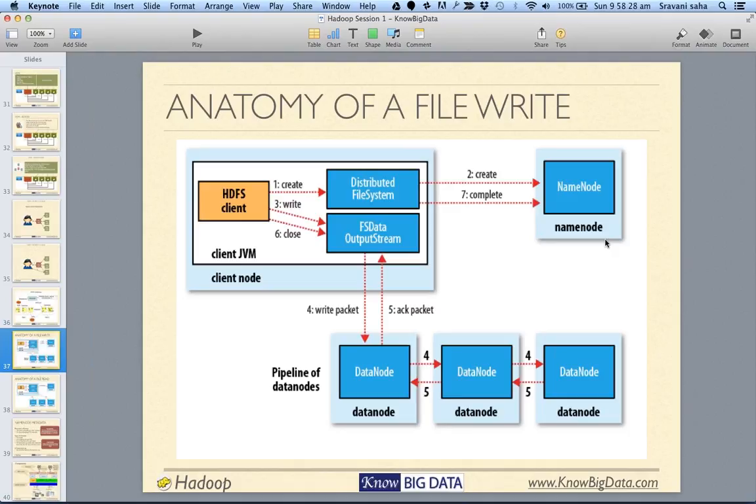If there are two clients who have come simultaneously to the name node and they want to create the same file, one of them will get an error saying this file already exists. Appu's question is, does the client node also have a layer of HDFS? Yes. So from where you're pushing the data, you generally have a client installed on that machine also. Wherever your data is lying, you generally install a client there.